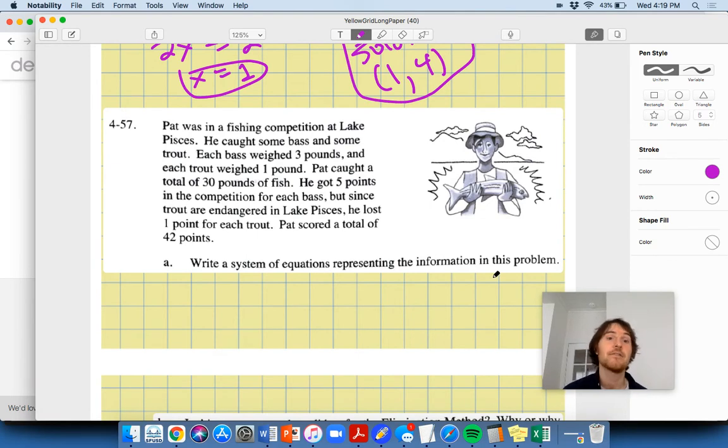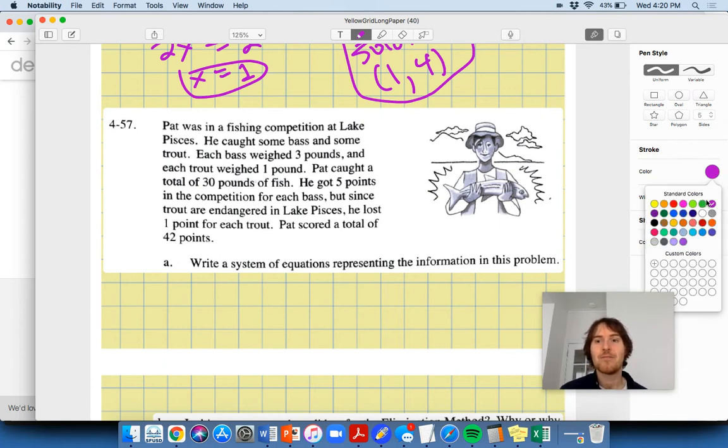Pat was in a fishing competition at Lake Pisces. He caught some bass and caught some trout. Each bass weighed 3 pounds and each trout weighed 1 pound. Pat caught a total of 30 pounds of fish. He got 5 points in the competition for each bass. But since trout are endangered in Lake Pisces, he lost 1 point for each trout. Pat scored a total of 42 points.